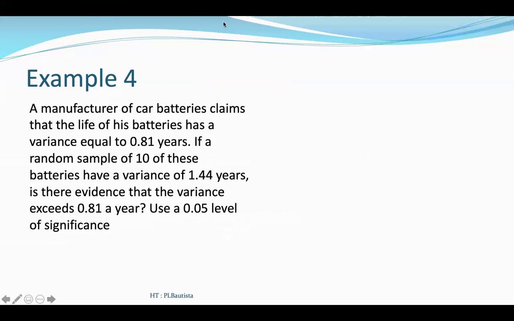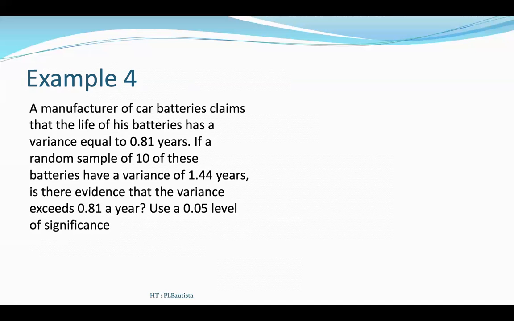So to illustrate with an example, we have a manufacturer of car batteries who claims that the life of his batteries has a variance equal to 0.81 years. We now have a random sample of 10 of these batteries, and it was found that they have a variance of 1.44 years. Is this enough evidence that the variance exceeds 0.81 a year using a 0.05 level of significance? So again, we start with our null and alternative hypothesis.